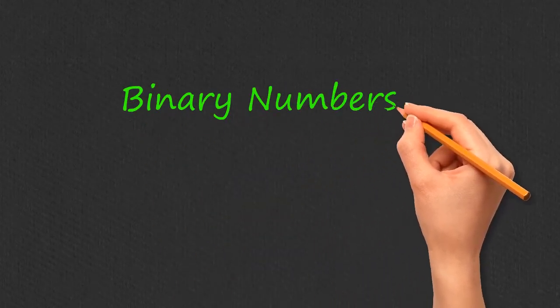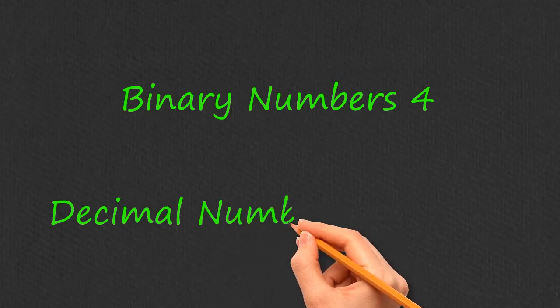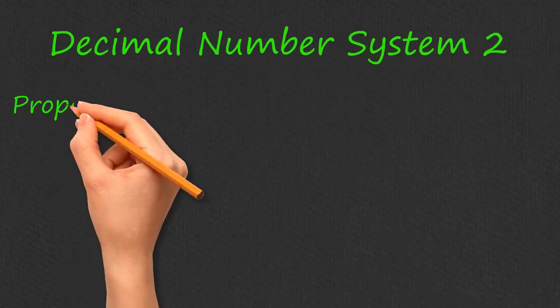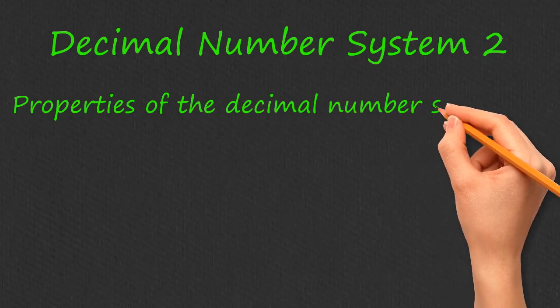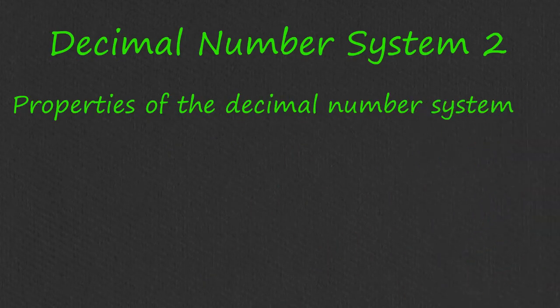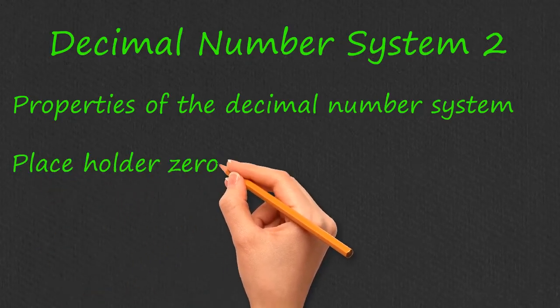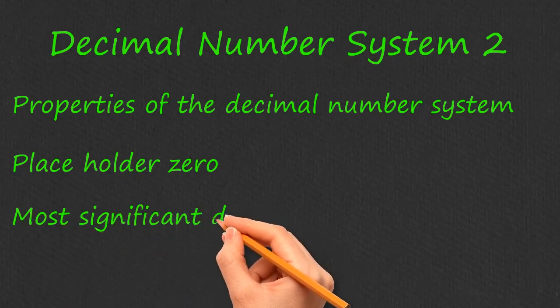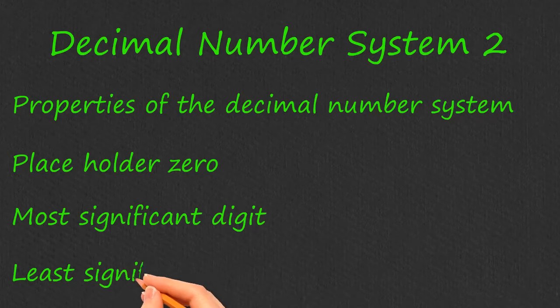This is the fourth video and we will talk about the decimal numbers and the decimal number system again. In this video, we will discuss some important properties of the decimal number system, which are also properties of other number systems, but with some variability. We will revisit the concept of the placeholder 0 and go into more details, and we'll discuss two new ideas: the most significant digit and the least significant digit.